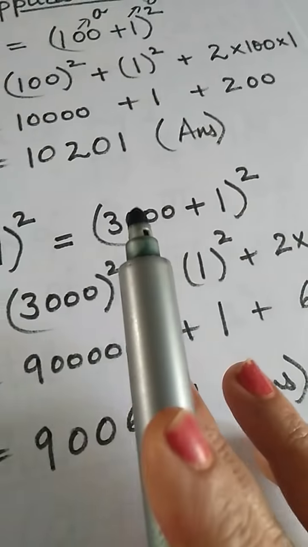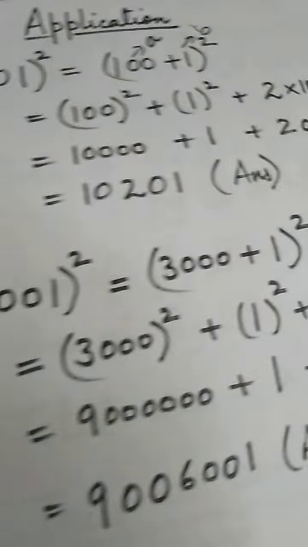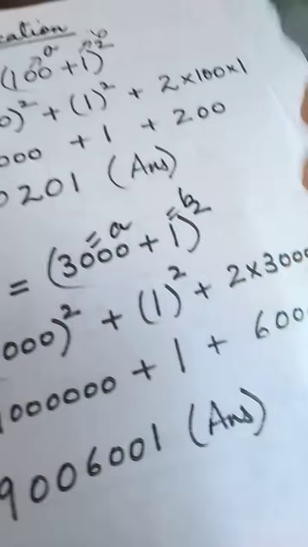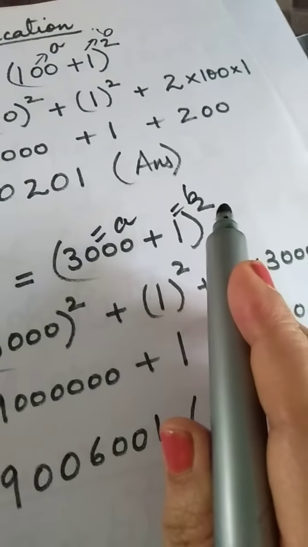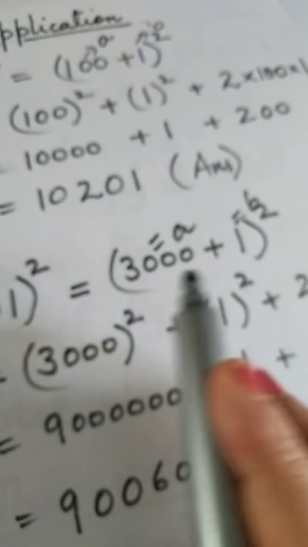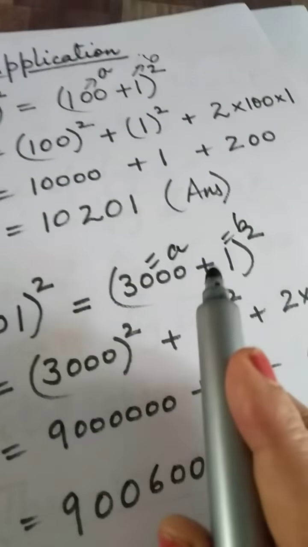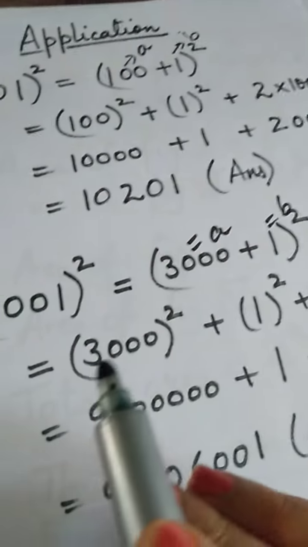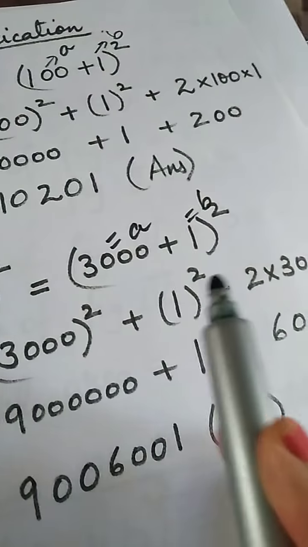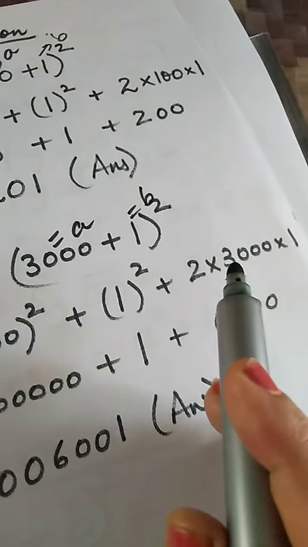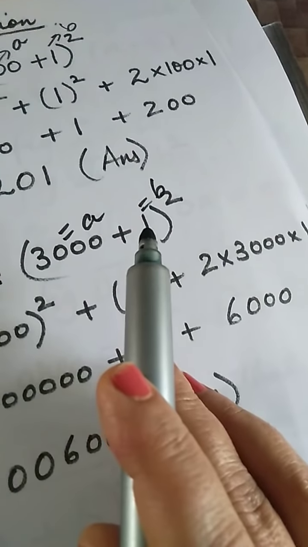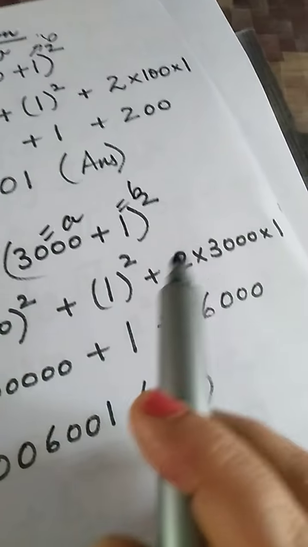I hope you are understanding. 3000 is taken as a and 1 is taken as b. So (a plus b) the whole square is equal to the square of the first term, which is the square of 3000, plus the square of the second term, plus twice the product of the two terms. I have divided it into two terms, a and b. 3000 into 1, the two terms, into 2. Just multiply it by 2.